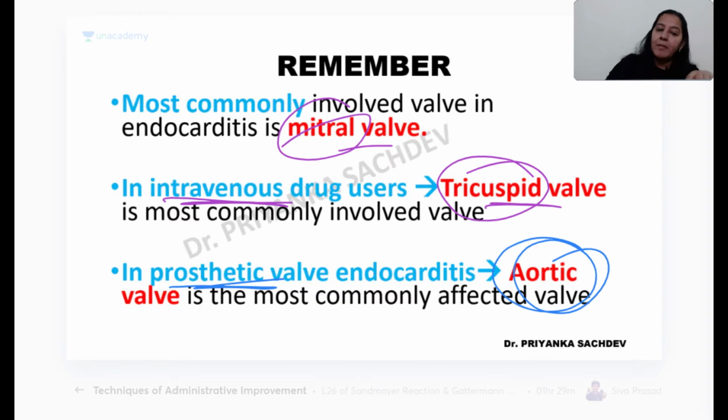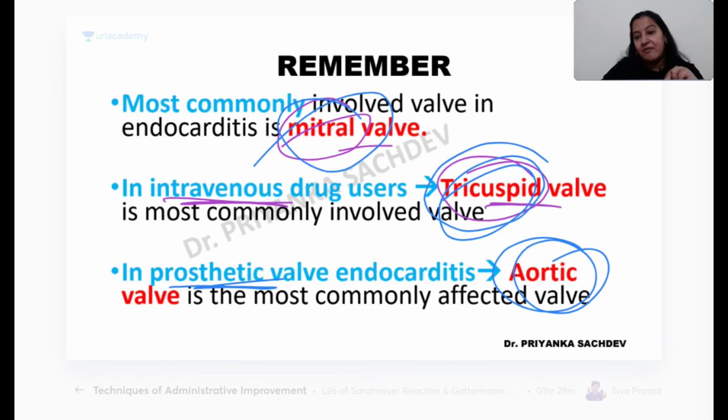Overall, bacterial endocarditis is most common in mitral valve. In IV drug users, bacterial endocarditis is more common in tricuspid valve. In prosthetic valve surgeries, endocarditis is more common in aortic valve. So 3 different valves are there.